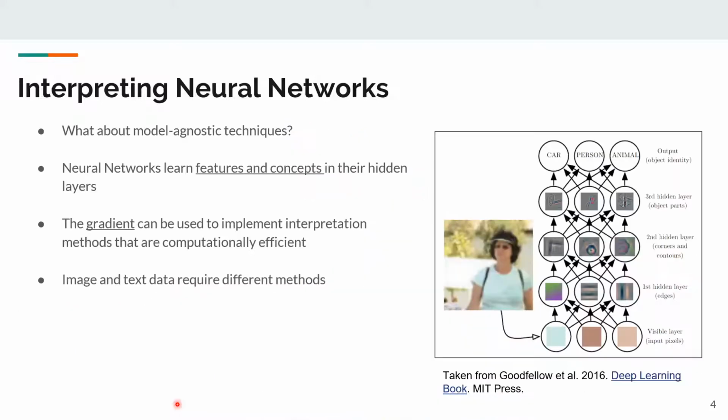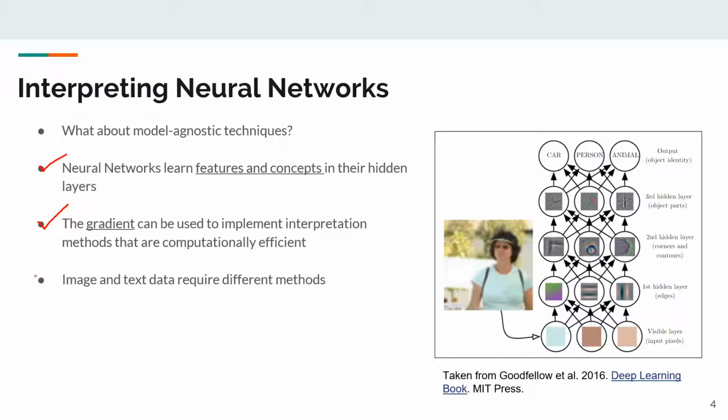So why don't we use model-agnostic methods such as local models or partial dependence plots? Well, there are mainly two reasons to consider specific methods for neural networks. First, neural networks learn features and concepts in their hidden layers, as is described in the Deep Learning book. Deep learning introduces representations of the data that are expressed in terms of other, simpler representations. Therefore, we need special tools to uncover them. And second, the gradient can be used to implement interpretation methods that are more computationally efficient than model-agnostic methods that look at the model from the outside.